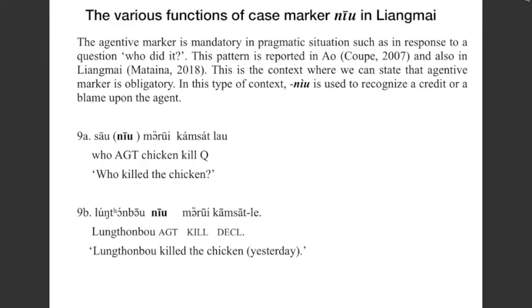So we see an example, 9A, Sao New Murui Kamsatlo, who killed the chicken? 9B, as an answer to 9A, we say Lung Thon Bo New Murui Kamsate. Here in this context, the use of agentive marking is obligatory.